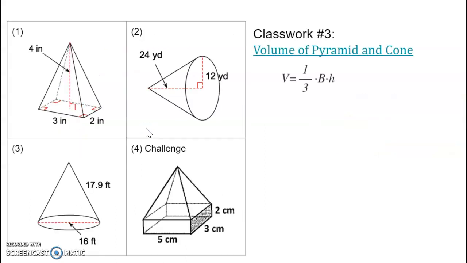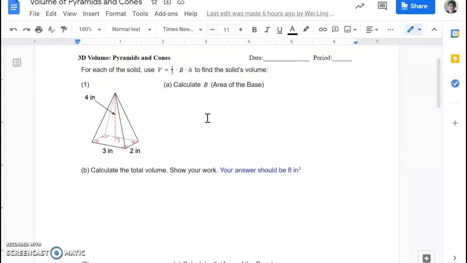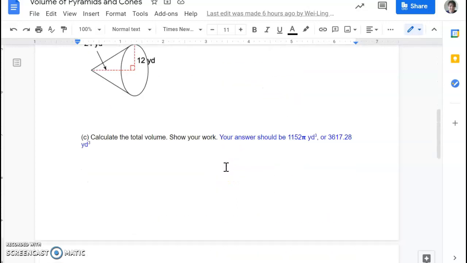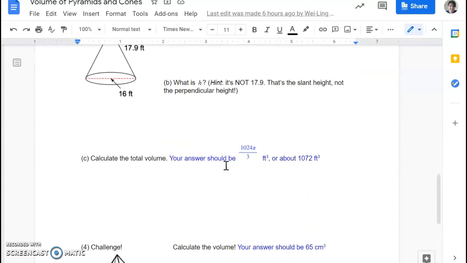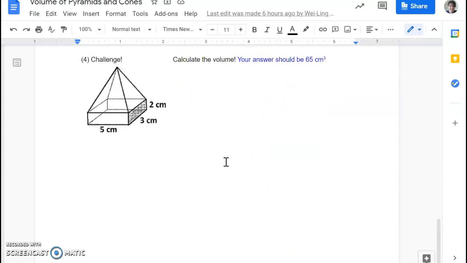Okay, now you are going to be working on another 4 problems on volumes of pyramid and cone. And here are the 4 problems. And just like before, you are going to be working on the worksheet that looks like this. And again, it's going to walk you through the steps as well as the answer so that you can make sure that you are doing things correctly, as well as some clues. Okay, so you're going to spend the rest of the time working on those for that period.